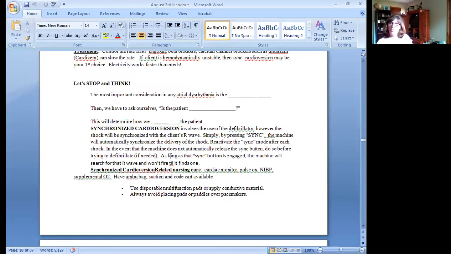The doc may order 100 joules, 150, 200, even on a biphasic defibrillator. Well, what's a biphasic defibrillator, Ms. Garrettson? Well, it's a newer model. Biphasic means it's 2 phases of electricity delivery. So we use lesser joules because it's delivered more efficiently. Versus the monophasic defibrillator. We might start with 360 joules on that one, but the doc is going to definitely determine the joules.